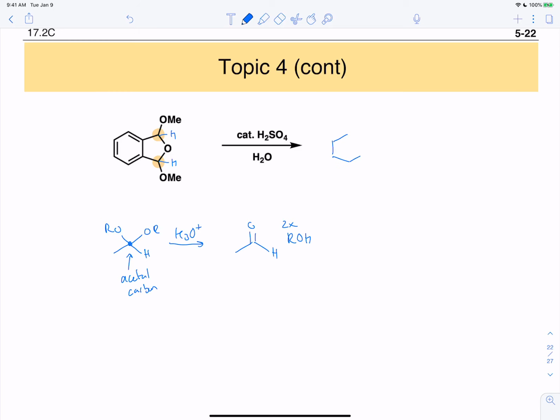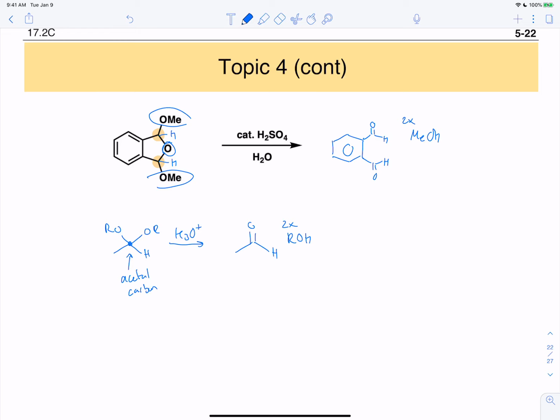So to draw the main product, we just need to be able to identify where that acetal carbon is, turn it into the correct carbonyl, and along the way, we would end up having two molecules of methanol leave, since those are the two substituents. This is a fairly strange instance where we have a cyclic acetal where one of the oxygens is shared by both. And so in this case, we just end up kicking out the two R groups on the sides.